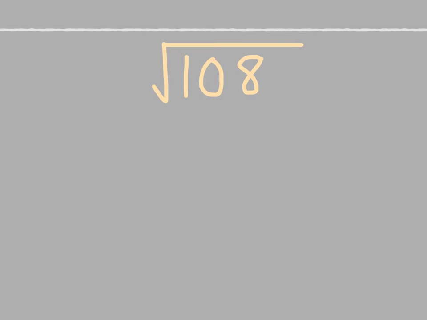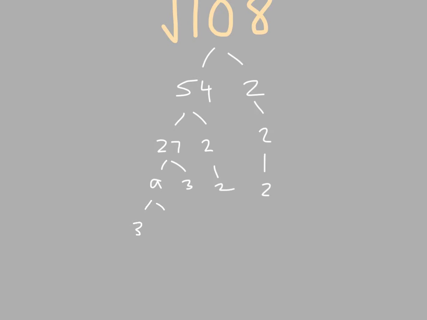Alright, next we have 108. What are factors of 108? 54 and 2. What are factors of 54? Is it an even number? 27 and 2. So any even number, we know 2 is going to go into it. What about 27? What are factors of 27? 9 and 3. And what are factors of 9? 3 and 3. Can anything be broken down anymore? No.